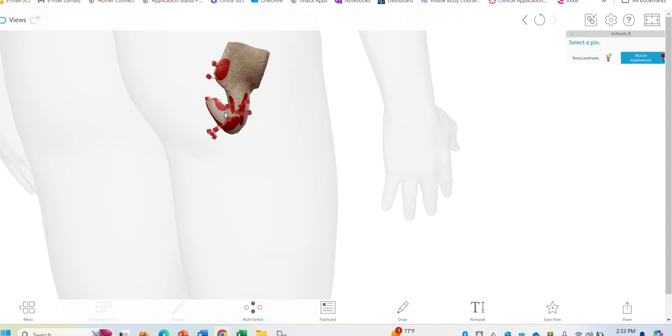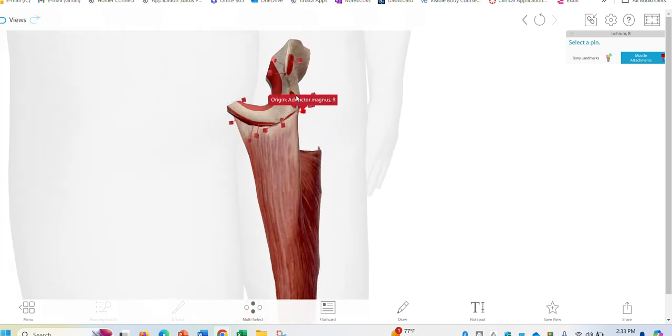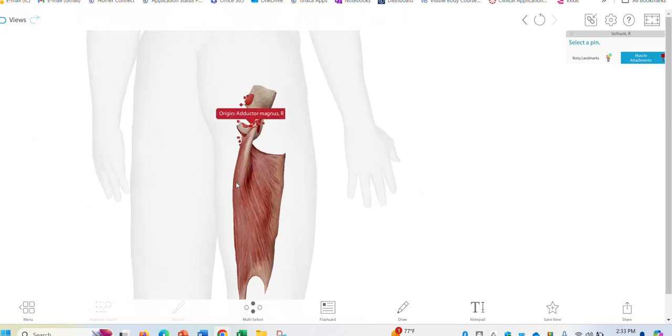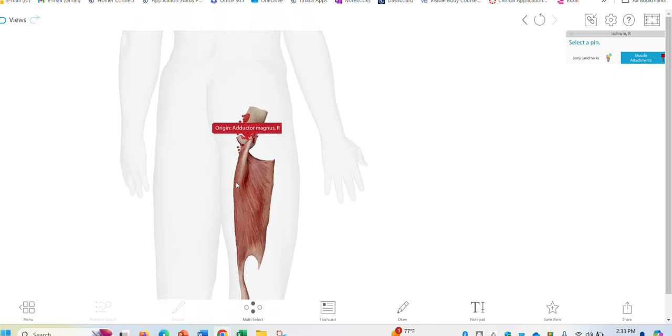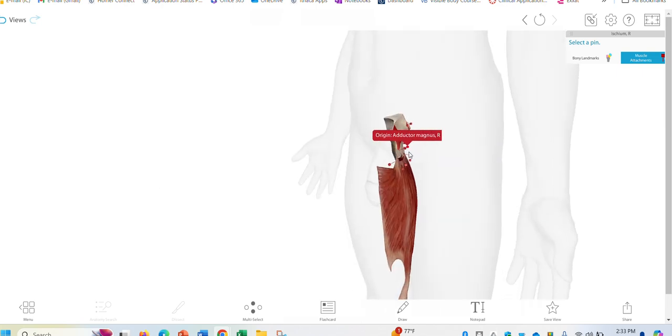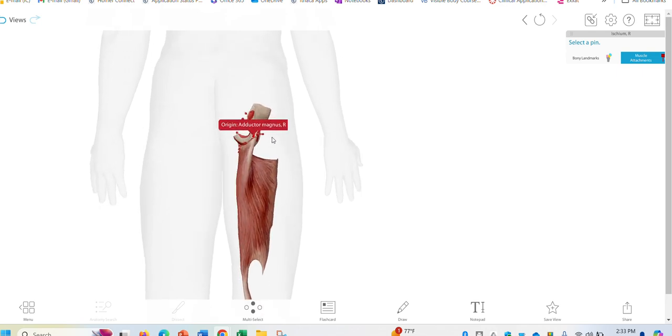And then, if we come over more, we see our adductor magnus, which is a really big muscle. And that will also be originating on our ischial tuberosity, but also our ischial ramus and the ramus of the pubis, the inferior ramus of the pubis.